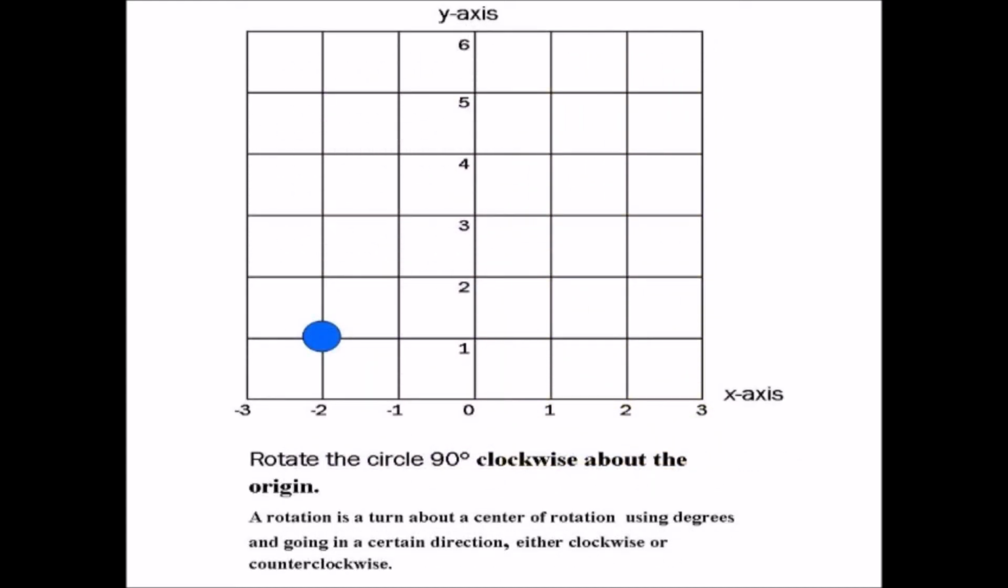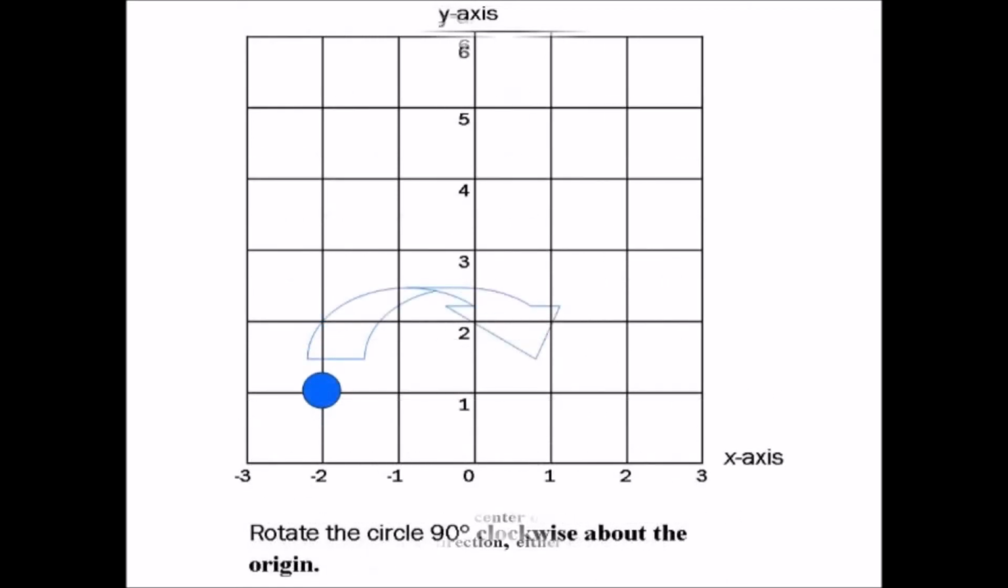It says rotate the circle 90 degrees clockwise about the origin. And we have the definition again to ensure you know what it is. A rotation is a turn about a center of rotation using degrees and going in a certain direction, either clockwise or counterclockwise. So we need to rotate that circle 90 degrees. Where would we be going? We'd be going to the right. Okay, so that's the first thing you need to understand. Clockwise means for the upper two quadrants, you're going to the right.